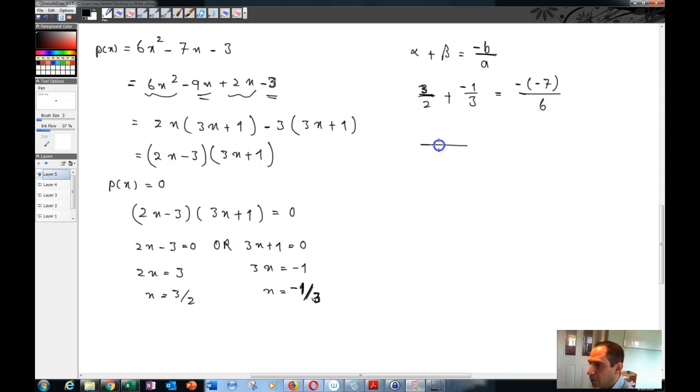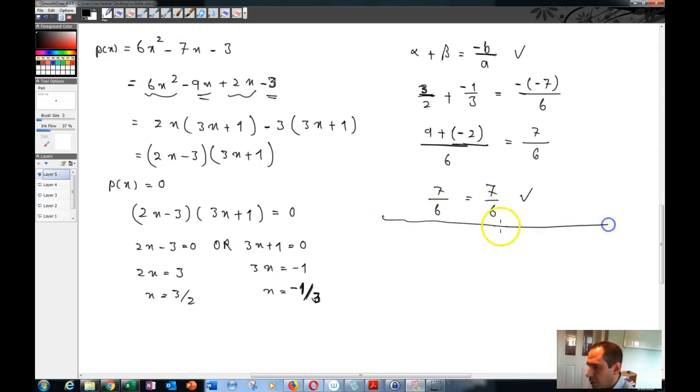And so LCM 6, 9 plus negative 2 is supposed to be equal to 7 sixths. And 9 minus 2 is equal to 7, so that's 7 sixths, which is equal to 7 sixths. This is true, so this relationship holds in this polynomial.